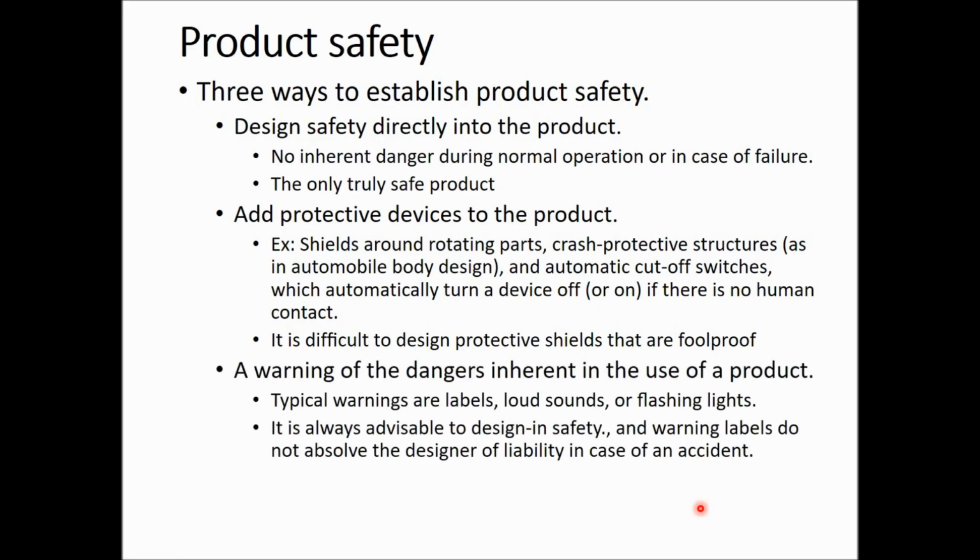And then the third one is, of course, you can indicate warnings. So when you're using this product, these things could happen, so be cautious about these things, etc. So these are the three aspects of establishing product safety.